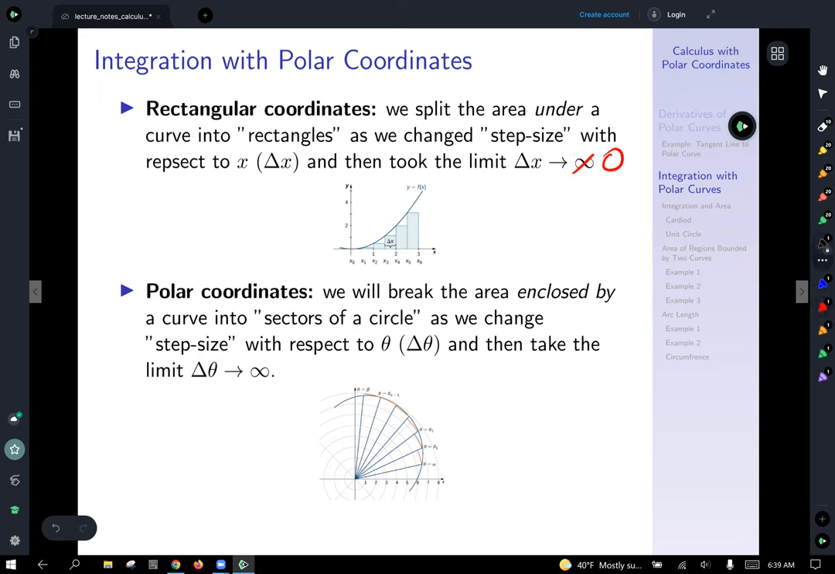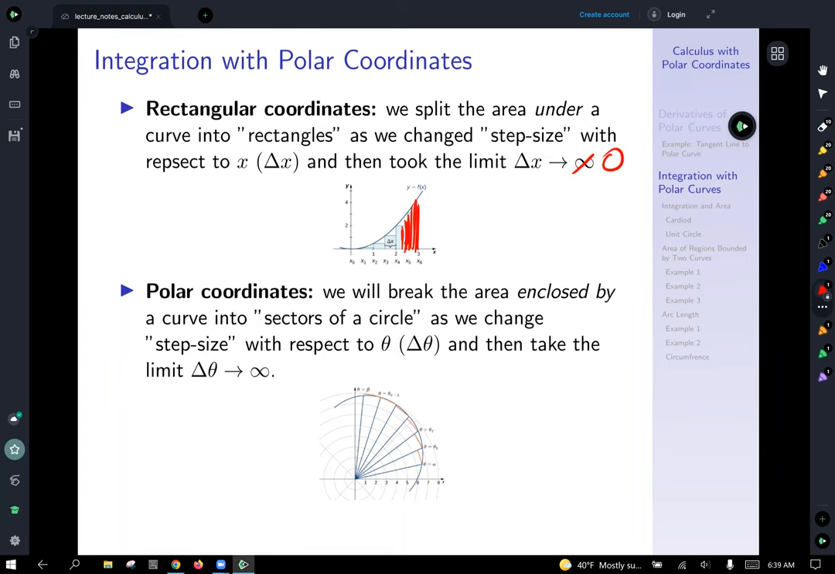And as that step size goes to zero, what did we get? We got infinitely thin rectangles that were so thin they were basically just lines. And when we added them all up, we got the exact area under the curve. Now with polar coordinates, the idea is similar, but just a little bit different. Instead of looking at area under a curve, we're going to look at the area enclosed by a curve.